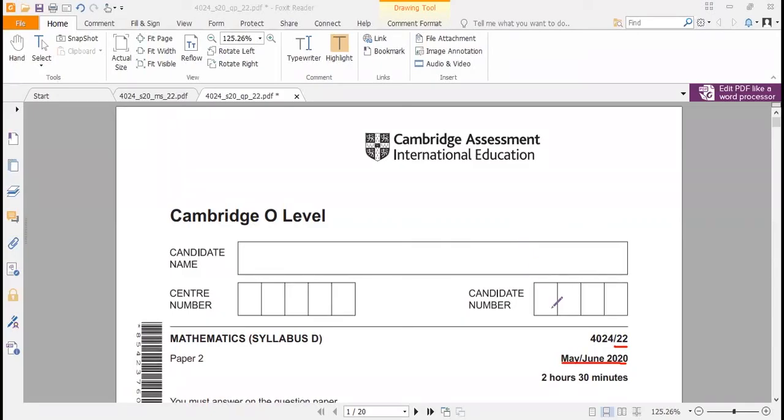Hi everyone. So today we are going to start a paper that is May-June 2020 variant 22. Okay, so let us proceed to question number 1.